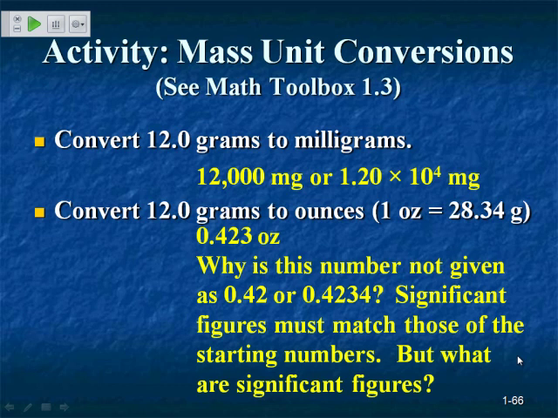That is why our answer is not given as 0.42 or 0.4234 or whatever you saw on your calculator screen, because we have to express our answers according to the significant figures rule, which we will learn in a couple of slides. So what are significant figures? That is the question we have right now.